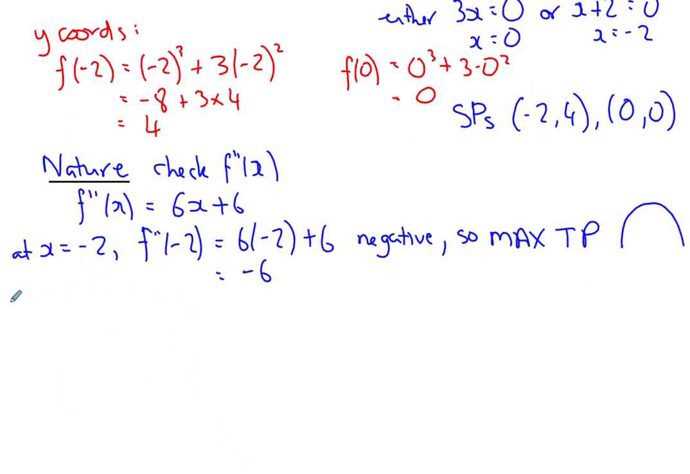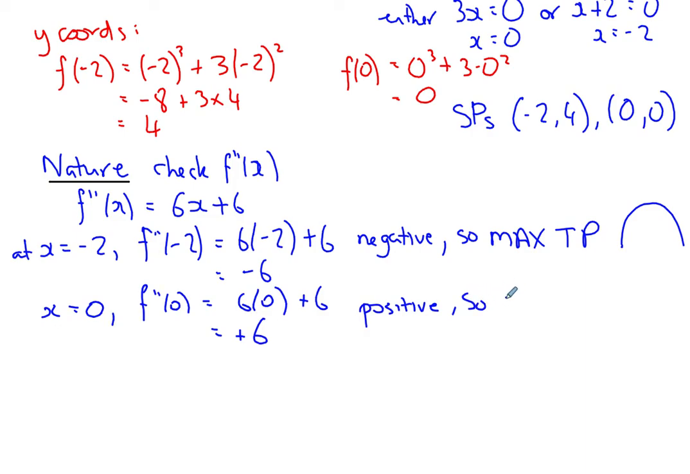And if we check the other value, x equals 0, and we put that into our second derivative, we get 6 times 0 plus 6, which is positive 6. So because that's positive, we can say that it's a minimum turning point. Because if the second derivative is positive at that point, then the gradient is getting bigger, concave up, which is a minimum turning point. So we've got the nature quite quickly from these two calculations.